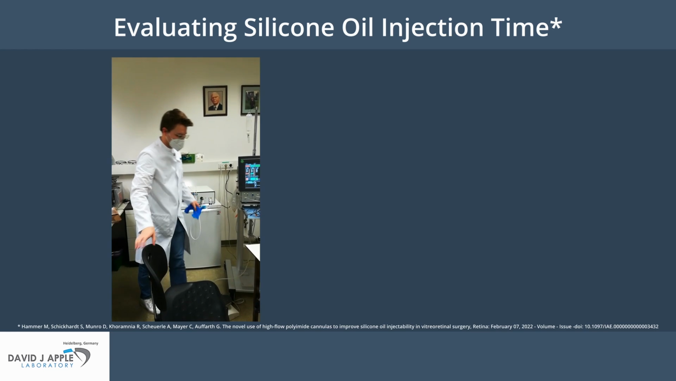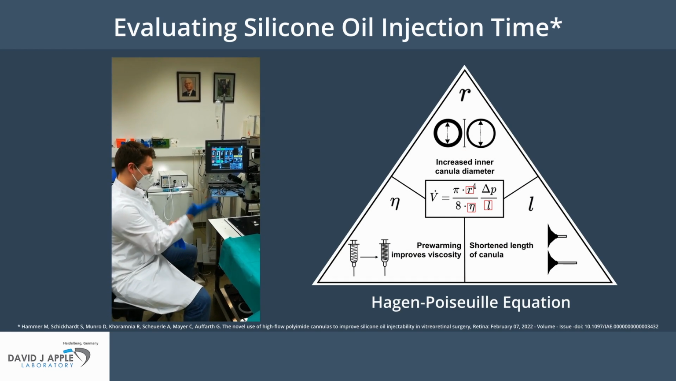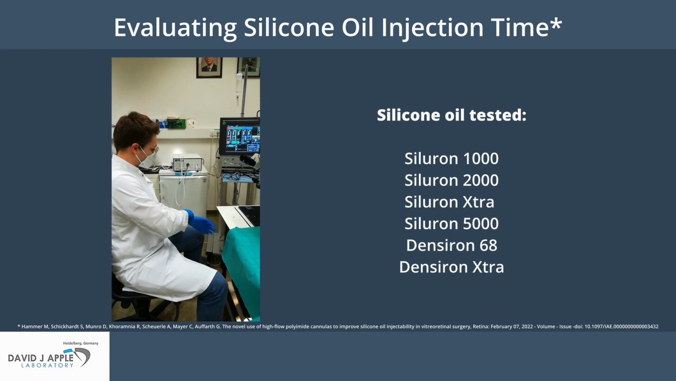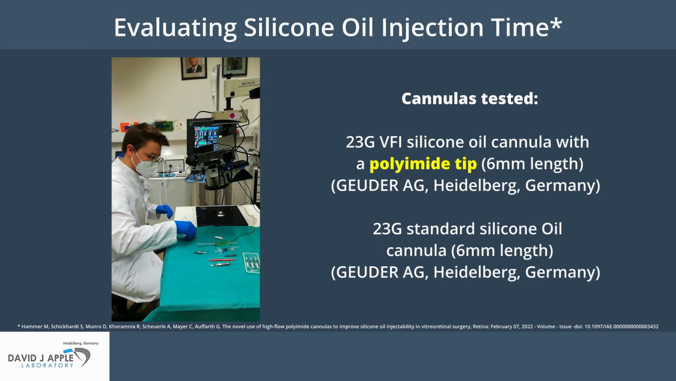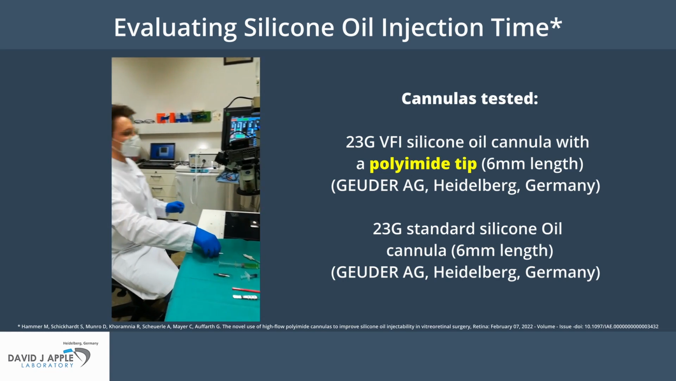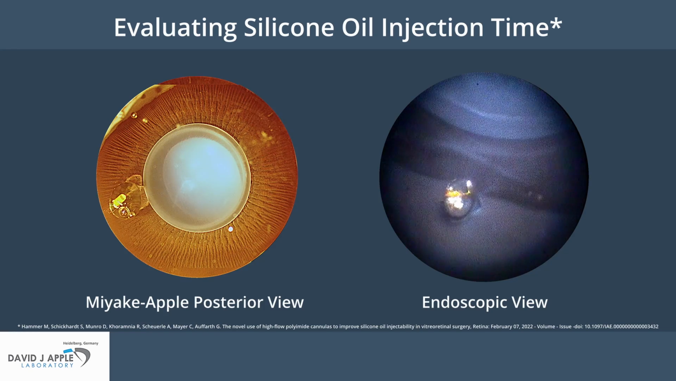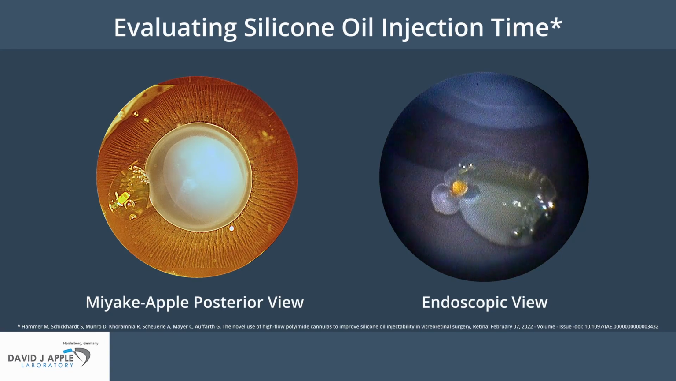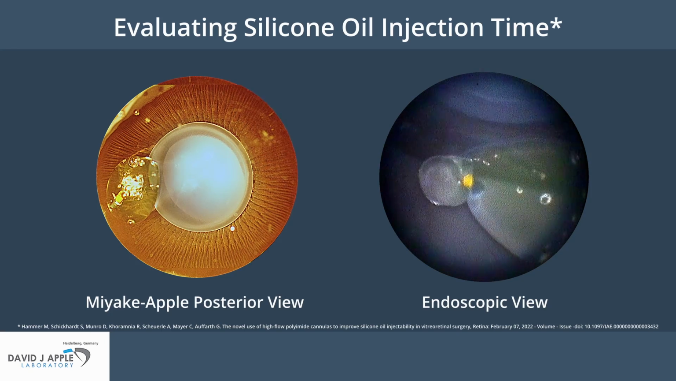So let's do our in vitro experiment. Silicone oil injection depends on the diameter of the cannula, the length and the temperature. We tested all kinds of silicone oils in this study. In addition, we tested a new cannula made of polyimide versus the standard cannula. You can see here the Miyake Apple Posterior View as well as the endoscopic view, and you see the yellow polyimide cannula, and you see the silicone oil coming in, and we looked at a certain amount of silicone oil injected in a certain time frame.